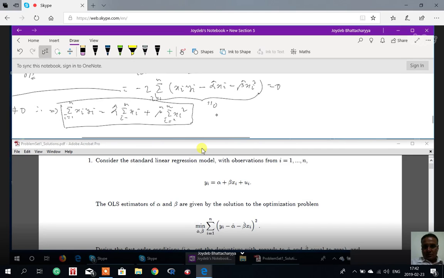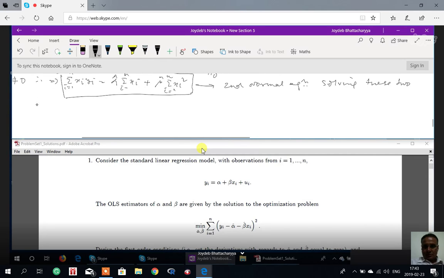Okay. So now if this is our second normal equation, and we solve these two simultaneously, we will get alpha hat and beta hat. So this is the basic of it.